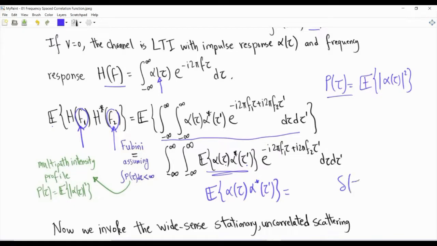So there will be a Dirac delta of tau minus tau prime, which, as you know from random processes, is used in the correlation function of a white process to indicate uncorrelatedness. So we will use it to indicate that if tau and tau prime are different, then we don't have correlation. This will make life much easier. And if tau is equal to tau prime, we have the power, the expectation of the magnitude of alpha of tau squared. Again, it's what you know from stochastic processes as a white process.